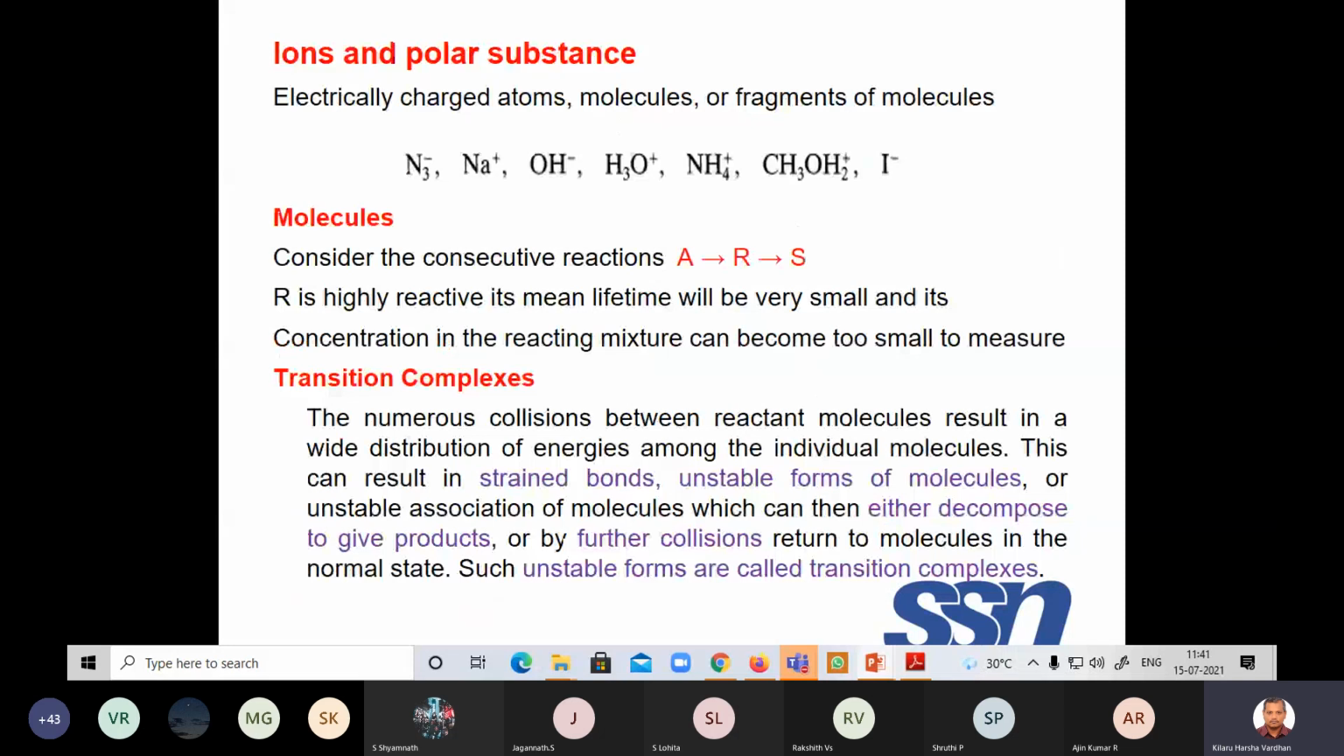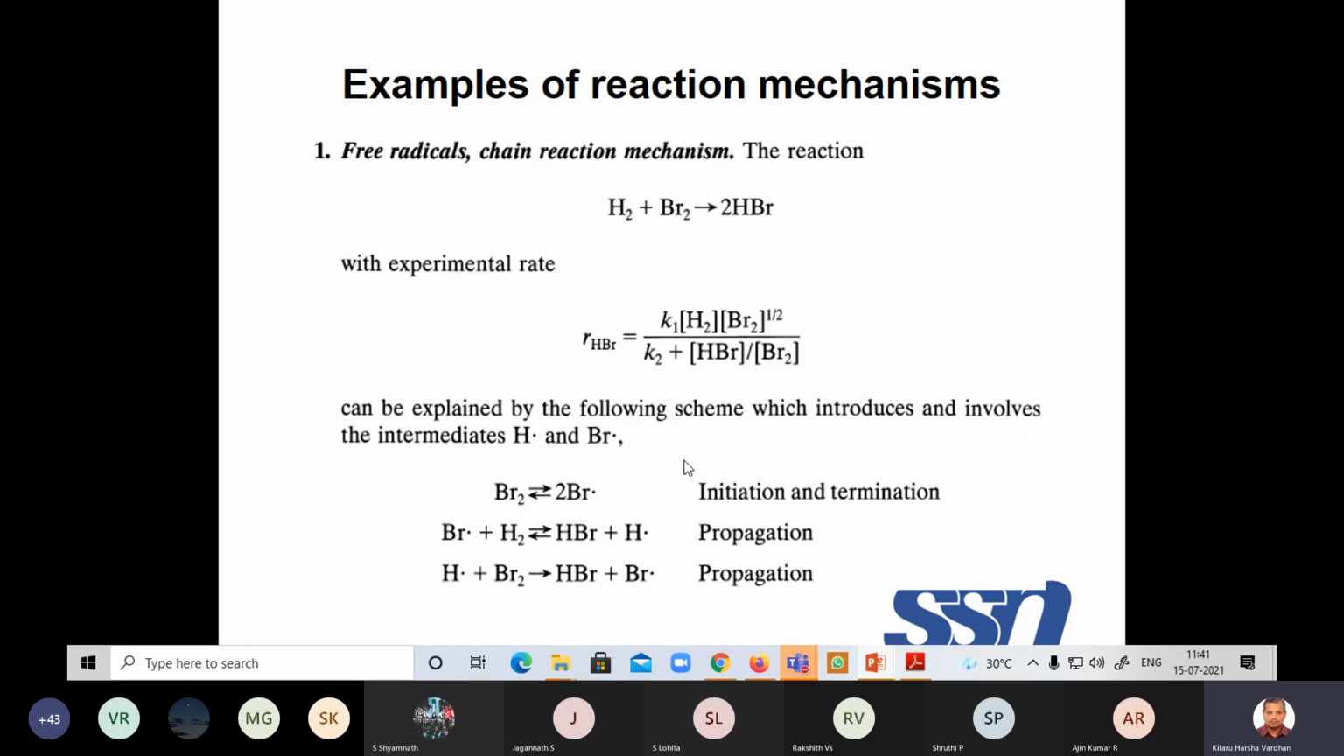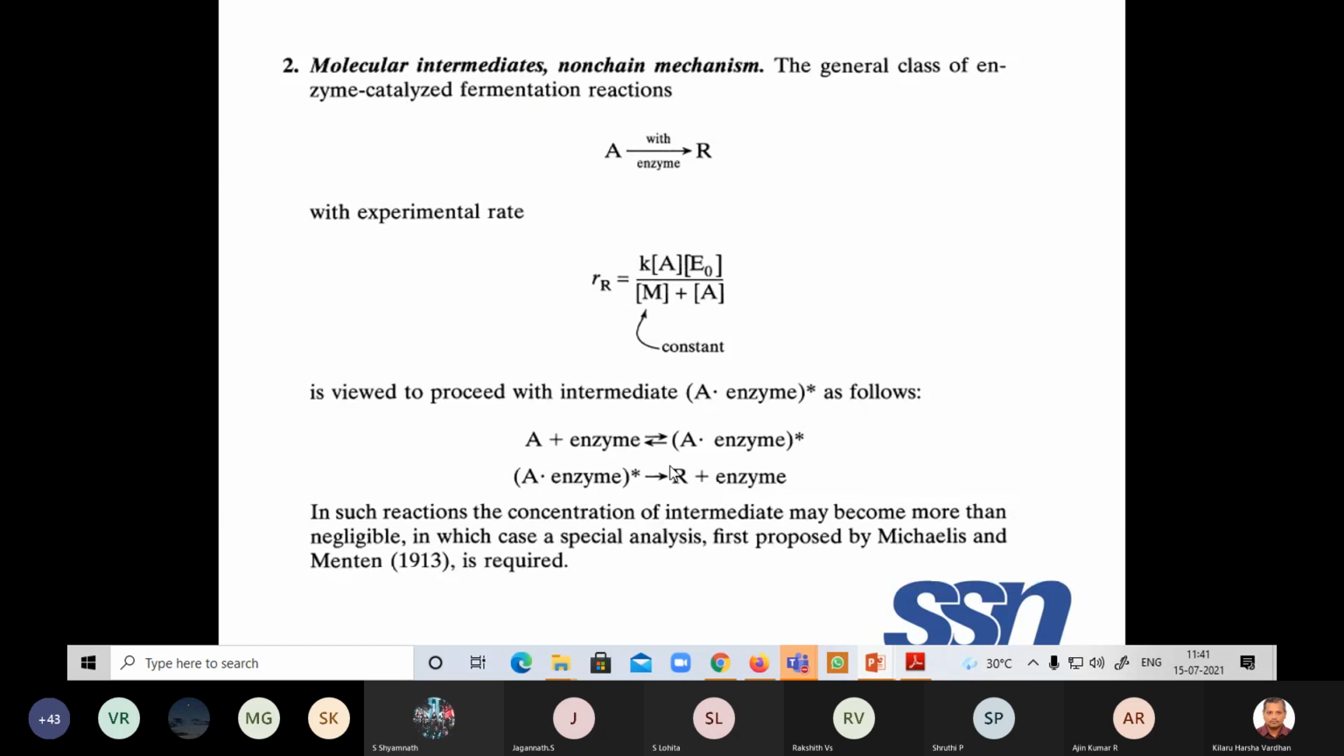The other one is the non-chain mechanism, where a reactant is giving you an intermediate, and that intermediate is giving you the product. There won't be any propagation step. So in the propagation step, the intermediate is acting like a catalyst, especially in chain reactions. This intermediate will act like a catalyst to form the products, right? So now we'll see some mechanisms.